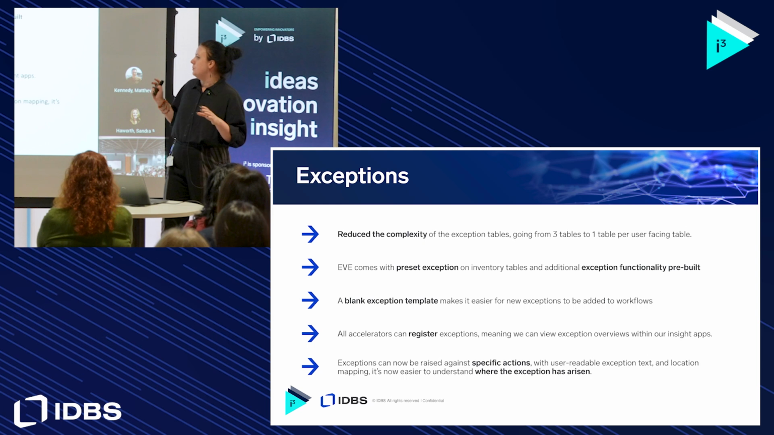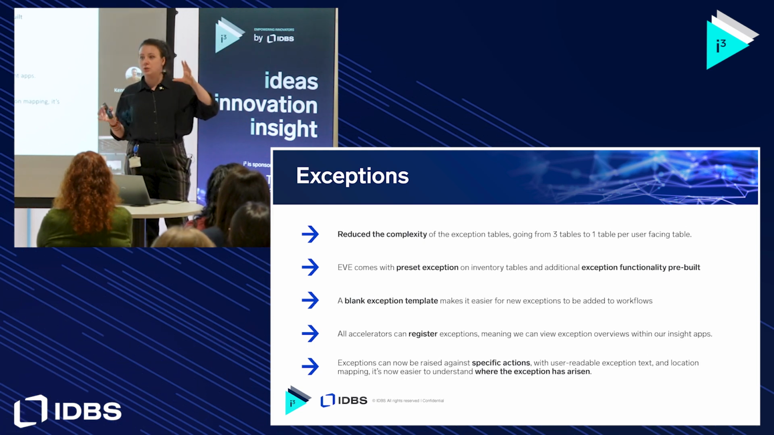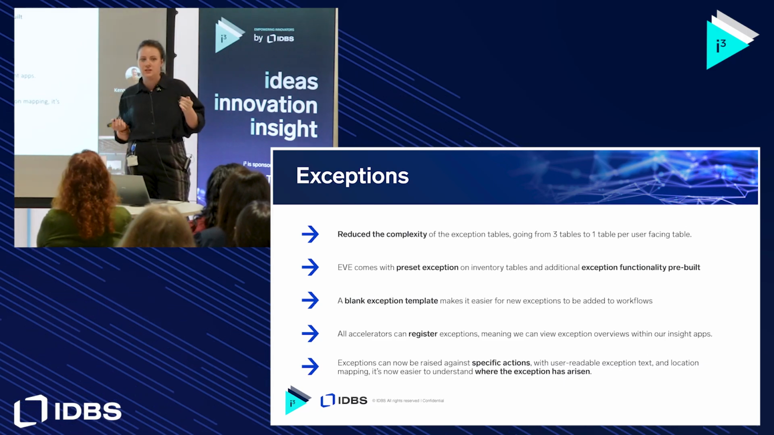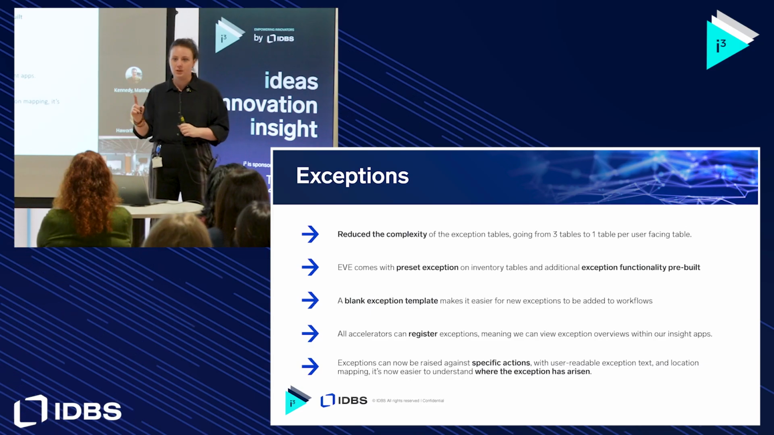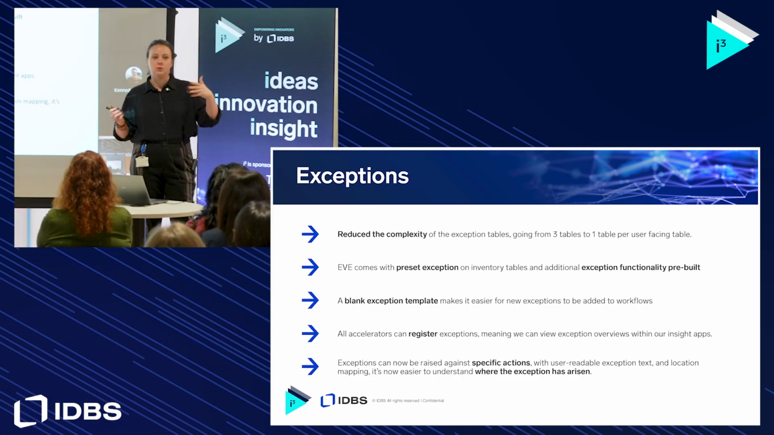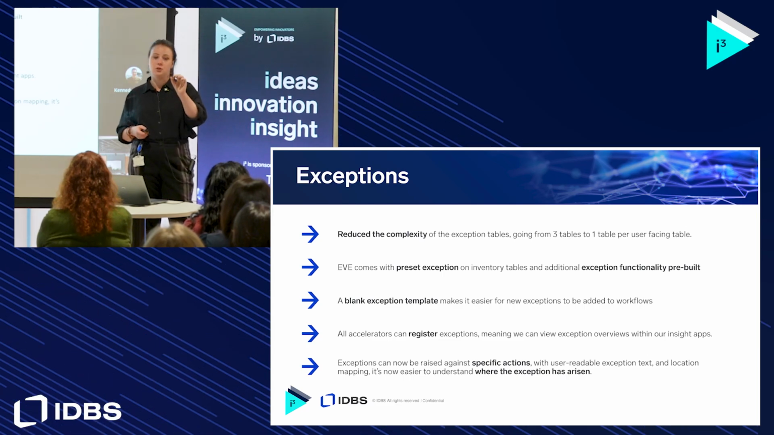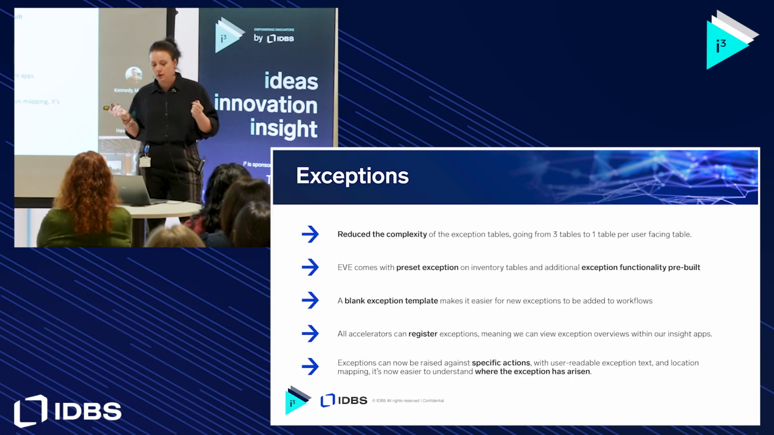Now, exceptions are the thing where we've made quite a lot of changes. We wanted to make it easier because I know exceptions, we had 3 tables for each user-facing table, and it took a lot of work to build all of those. We've gone from 3 tables to 1 table per user-facing table, and instead of recommending that you build exception tables for everything, now we say it should only be tables that do actually flag exceptions, so you don't need to put it in the background just in case.